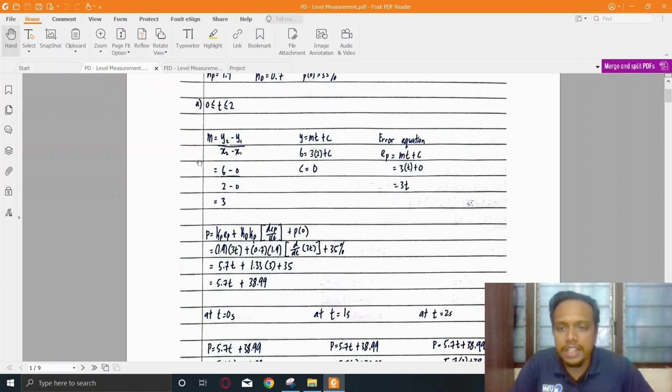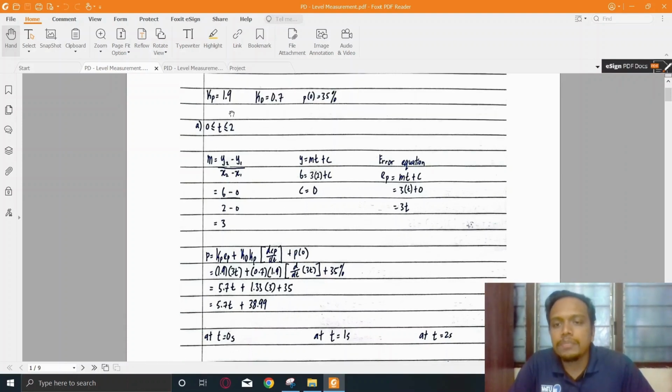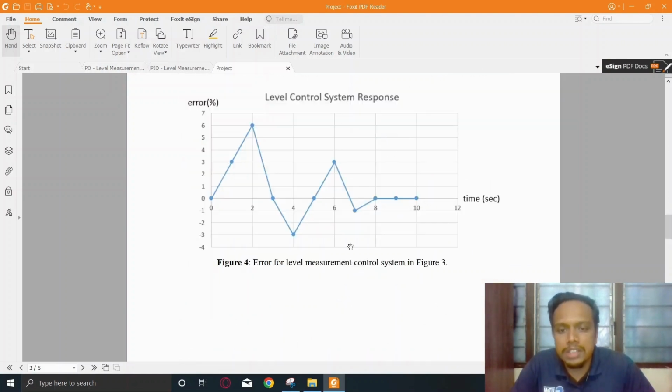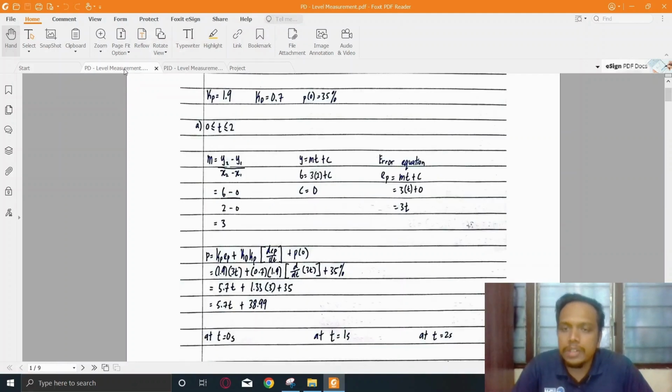First, we find the gradient. This is the formula for gradient: M equal to y2 minus y1 over x2 minus x1. For this gradient, we use the graph that was given to us. This is the graph for level measurement. As you can see, at 0 seconds it's 0, 0, while at 2 seconds it is 2, 6. It's x, y, so 2, 6.